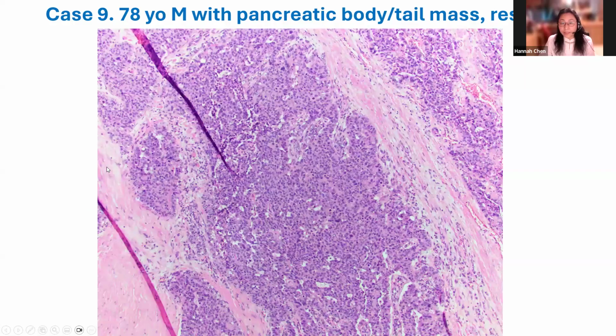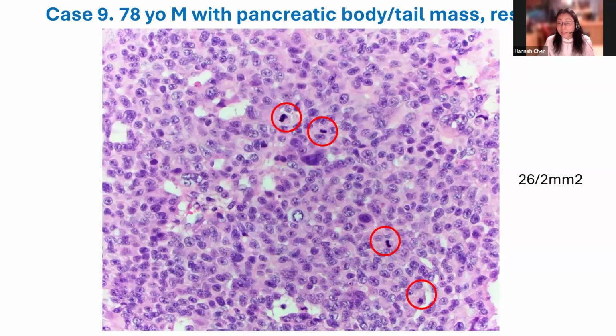You can see this area shows a solid growth pattern. In the higher power, the mitoses are really brisk and easily found. I counted 26 mitoses in a 2 millimeter square field.